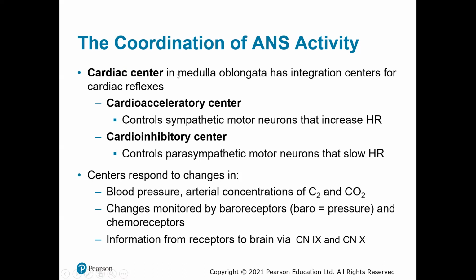How is this all coordinated? Well, there's the cardiac centers in your medulla oblongata, and that's going to either speed up or slow down your heart. And a lot of that is due to changes in blood pressure, how much CO2 is present. There are changes monitored by baroreceptors, so how much pressure there is. So not only how much hydrogen is there, but how much pressure is there. And then there's information from the receptors of the brain via cranial nerve 9 and 10. So, again, 10 is that vagus nerve.